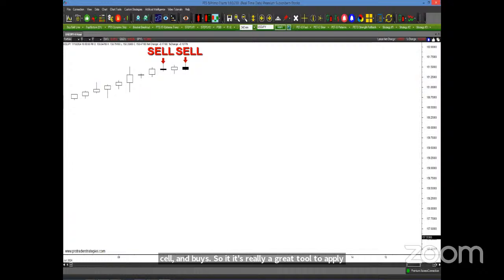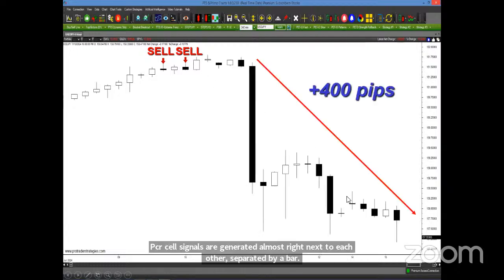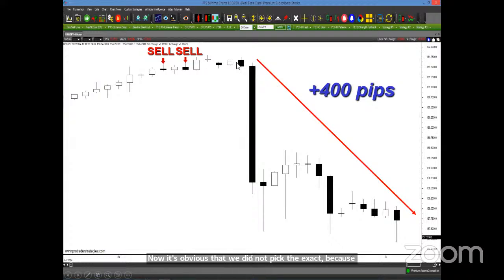Here's another currency pair. Now, this was an example in the dollar-yen, a 4-hour chart. As we see here, the market had been bouncing on a 4-hour time frame. 2 PTR sell signals were generated, almost right next to each other, separated by a bar. And look what happened in the next day. The currency pair fell 400 pips. Now, it's obvious that we did not pick the exact high because for the next 1, 2, 3, 4, 5 days, it was a little bit higher.